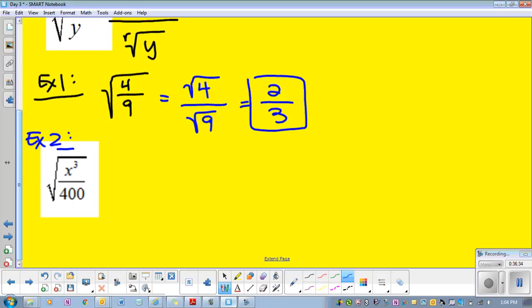So then this one is your example 2. You have the square root of x cubed over 400.